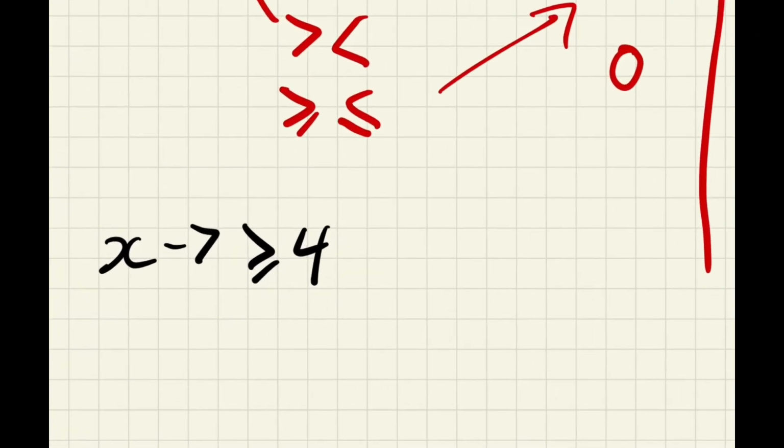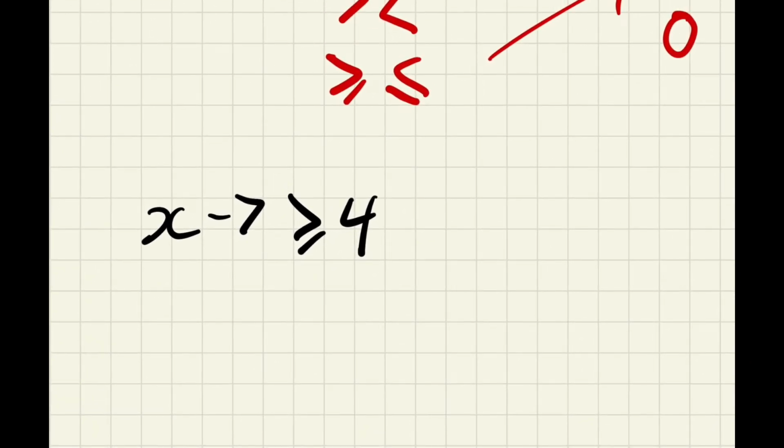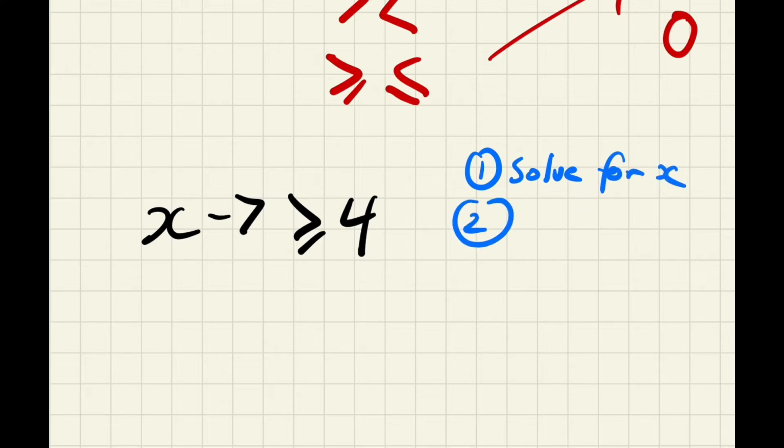So let's say we have x minus 7 is greater than or equal to 4. The way we solve linear inequalities is we simply solve it like a normal equation. So we solve for x. And then the next thing we need to do is graph our inequality on a number line using the open and closed circles. We'll see how that works in a second. So first of all, let's solve this. We have x minus 7 is greater than or equal to 4. Let's just add 7 to both sides. So our final answer is going to be x is greater than or equal to 11.